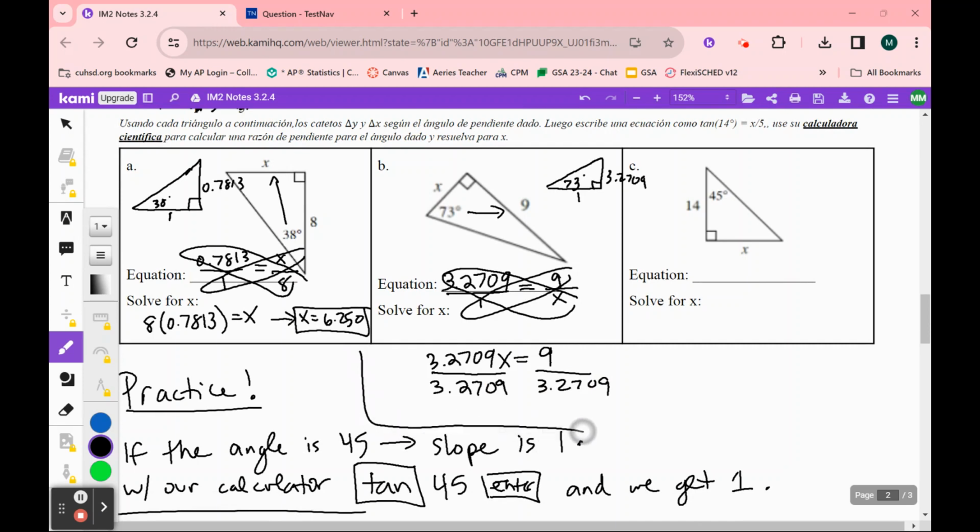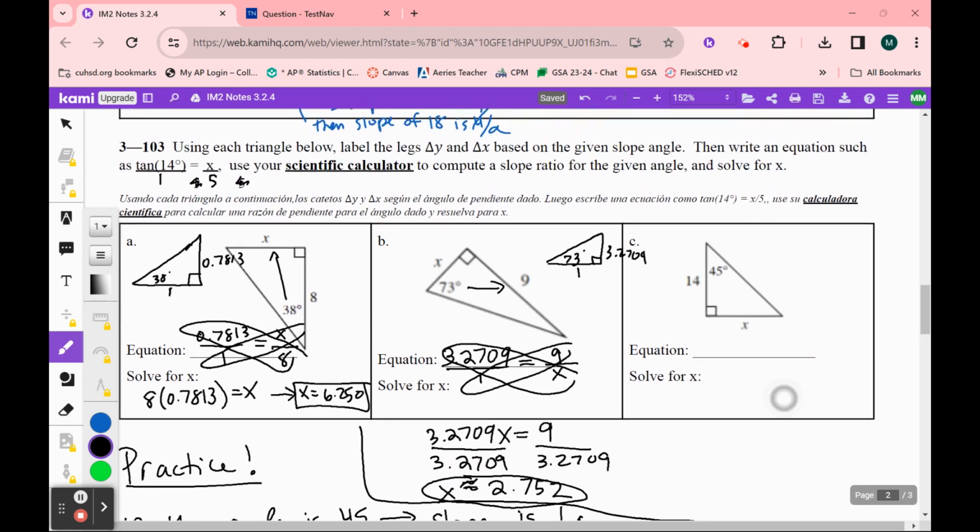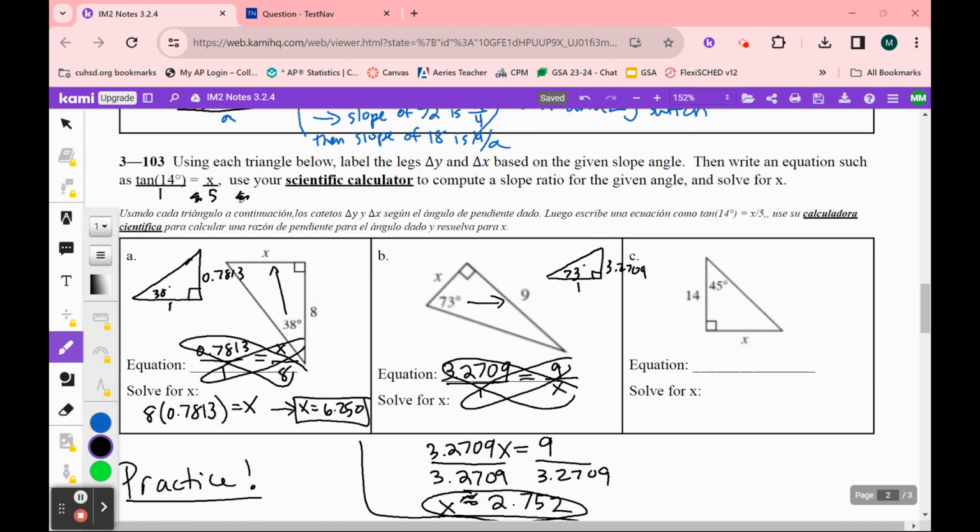Oops, didn't mean to take up so much space, but here we are. And I have x is 2.752. And I should say approximately. It's not an exact answer because I rounded. Okay, next problem. Oh, it's a 45-degree angle. Anyway, I know that the slope for 45 degrees is 1. So 1 equals x over 14. X is 14. 45 degrees is a really precious special angle.